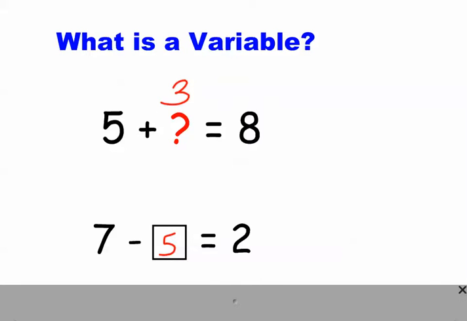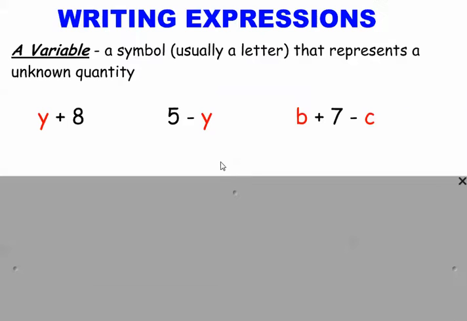And a variable is simply a letter, a symbol, usually a letter that represents an unknown quantity. So if you look at this, y plus 8, 5 minus y, b plus 7 minus c. All of these have variables. So that means that either I'm going to have to give you the value for a y and you would plug it in, or you would have to solve for the variable. And that's what we're going to be working on this unit. Okay, so go ahead and write that down, and you can write down these examples. If you need to stop the video at any point, just go ahead.